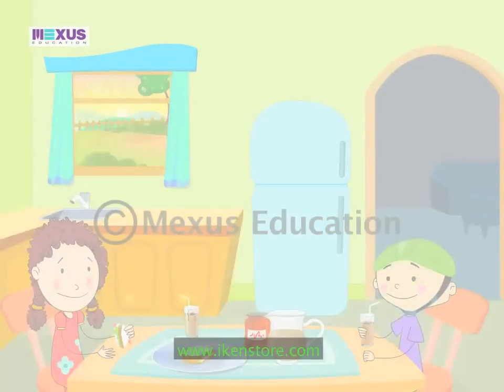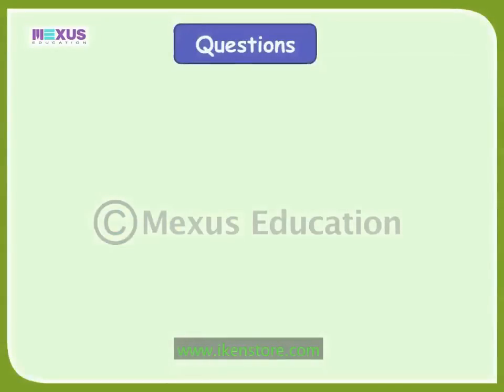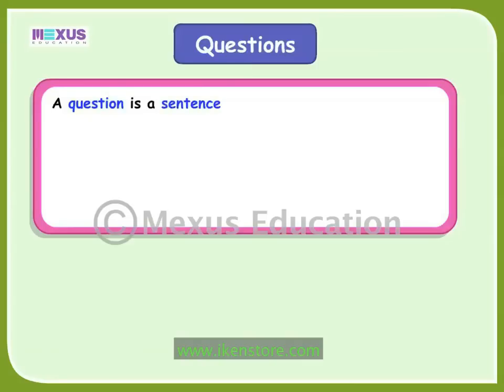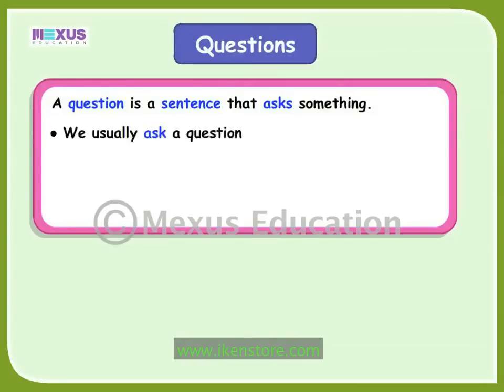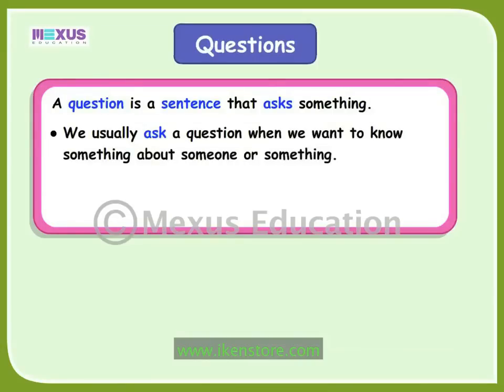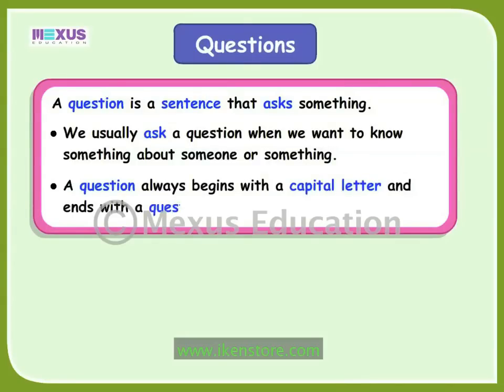Did you listen to Zizi and Fleck's conversation carefully? If you did, you will notice that they used questions and answers while speaking. So, what are questions? A question is a sentence that asks something. We usually ask a question when we want to know something about someone or something. A question always begins with a capital letter and ends with a question mark.